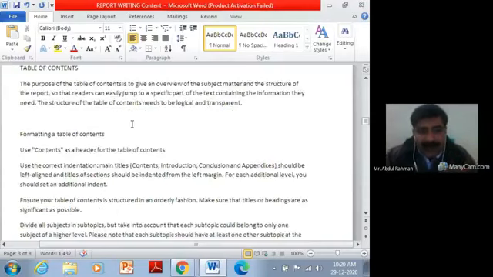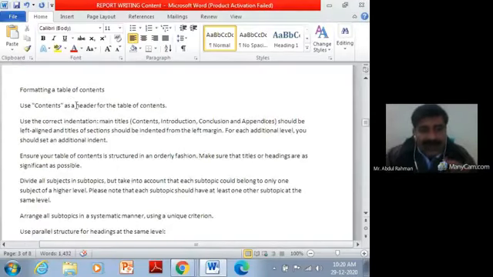Formatting the table of contents, right? Use Contents as a header for the table of contents. Use the correct indentation. Main titles, contents, introduction, conclusion, and appendices should be left aligned, and titles of sections should be indented from the left margin. For each additional level, you should set an additional indent, right?